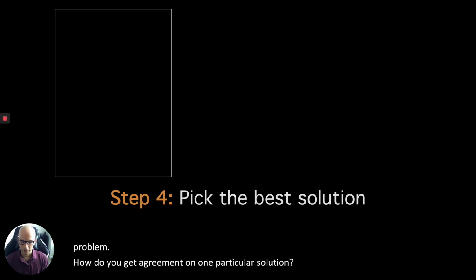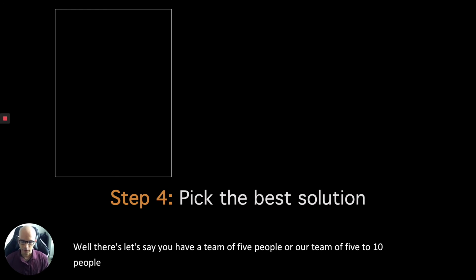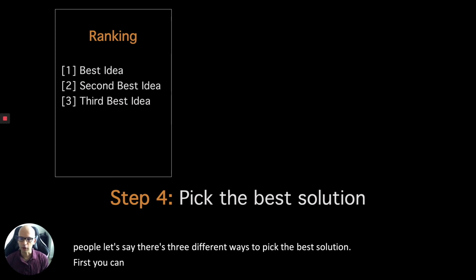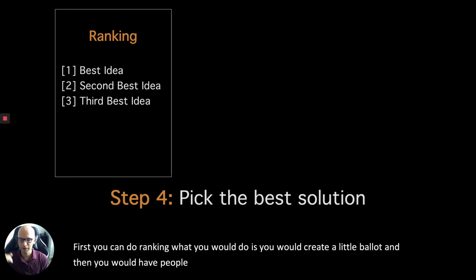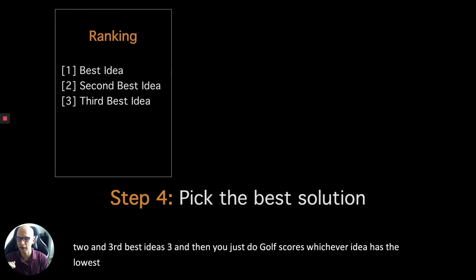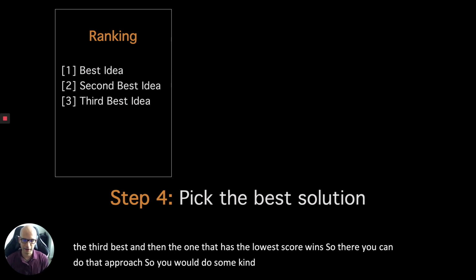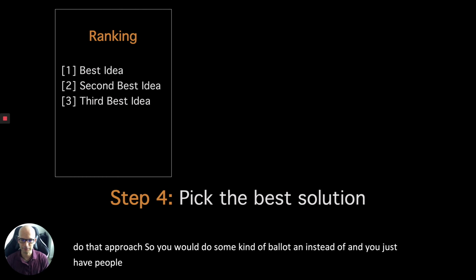Well, let's say you have a team of 5 to 10 people. There's 3 different ways to pick the best solution. First, you can do ranking. What you would do is you would create a little ballot, and then you would have people rank best idea as number 1, second best idea is number 2, and third best idea is number 3. And then you just do golf scores, whichever idea has the lowest score. If you have 1 being the best, 2 being the second best, 3rd being the third best, the one that has the lowest score wins. So you can do that approach. You would do some kind of ballot, and you would just have people rank the best ideas.